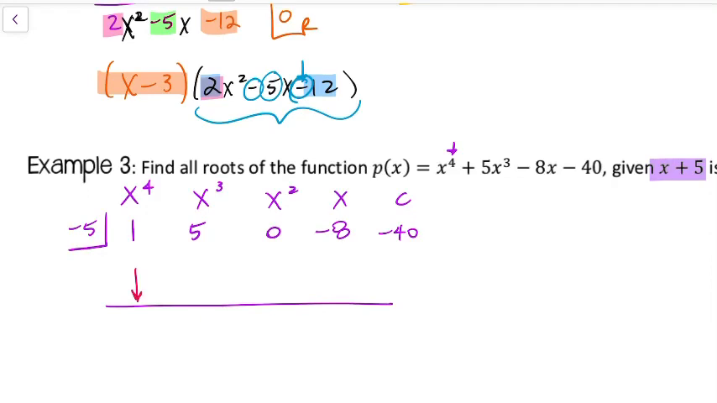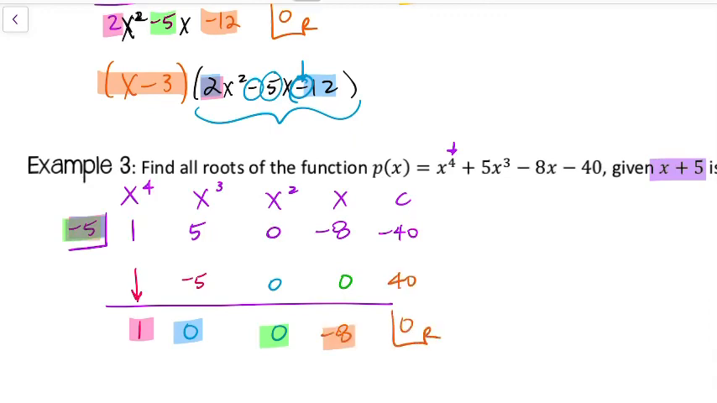Bring down your 1 and multiply. Negative 5 times 1 is a negative 5, and we add 5 and negative 5 gives us 0. Negative 5 times 0 is 0. We add them up, we get 0. Negative 5 times 0 is 0 again, but this time when we add negative 8 plus 0, we get a negative 8. And we multiply negative 5 times negative 8, sure enough, is a positive 40. So when we add negative 40 and 40, our remainder is 0.